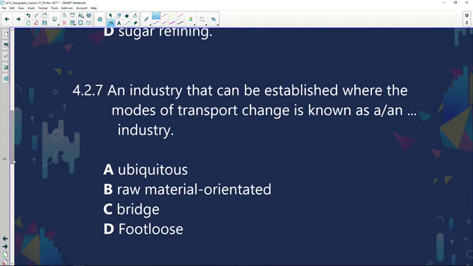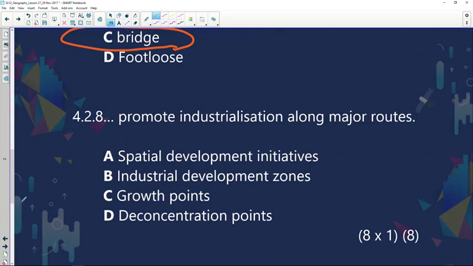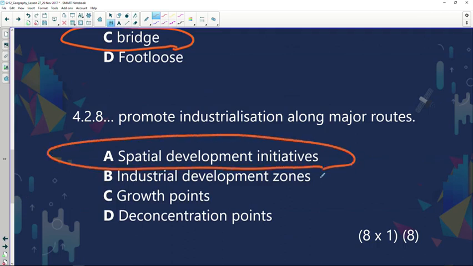An industry that can be established where the modes of transport change is known as a bridge industry. Okay, use different forms of transport. Now the last question, 4.2.8, what promotes industrialization along major routes? We just look at the previous question. It is SDI, Spatial Development Initiatives. For instance, next to the Maputo corridor, that's a very good example, as you can see, is number A.